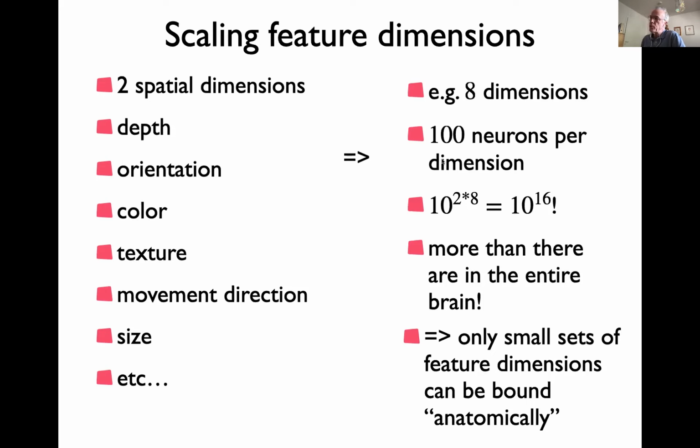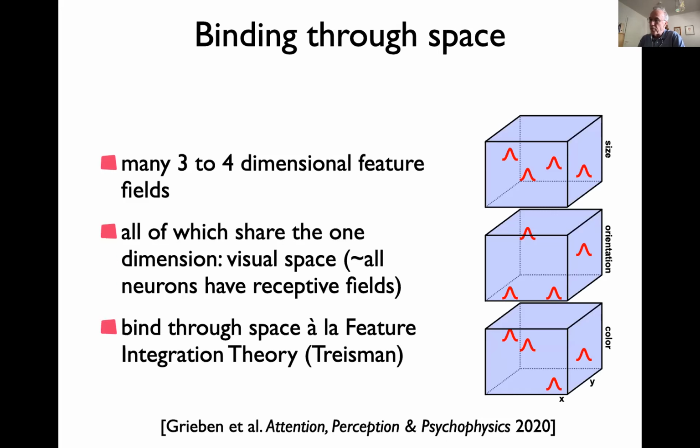If you need about 100 neurons per dimension, now we could discuss whether it's 100 or a little less, then that would take 10 to the power of 16 neurons, right? To have all the combinations represented by different neurons. That's more than the entire brain. So clearly that scales very badly. So it's clear that only small subsets of such feature dimensions can be bound in this anatomical way, meaning that neurons are there for every combination of the different feature values. Now, you can play a little bit with this number to get a little lower, but not easy. So a different idea is needed.